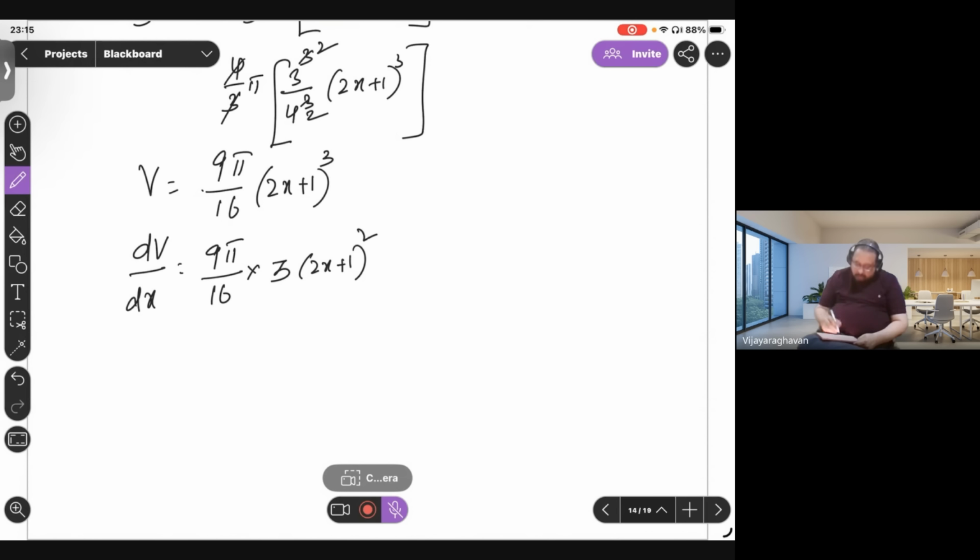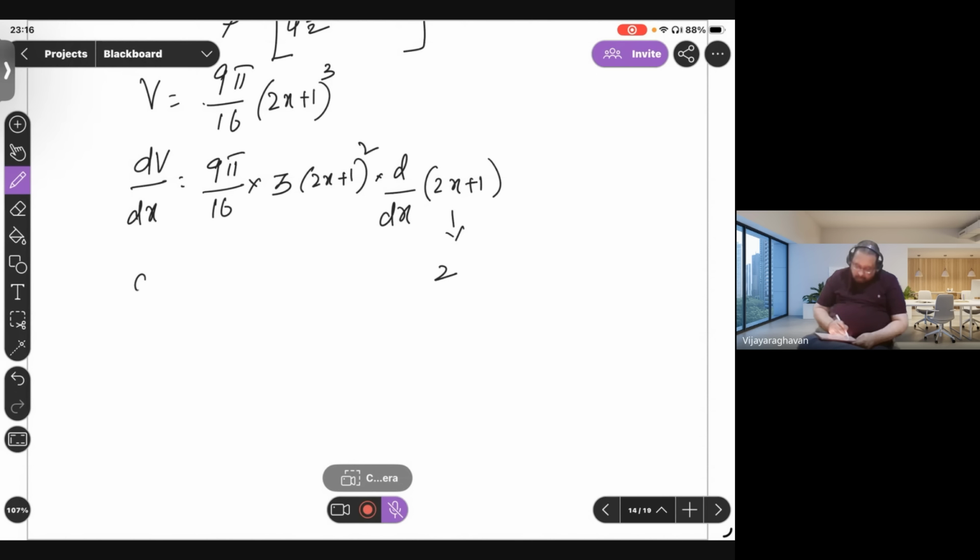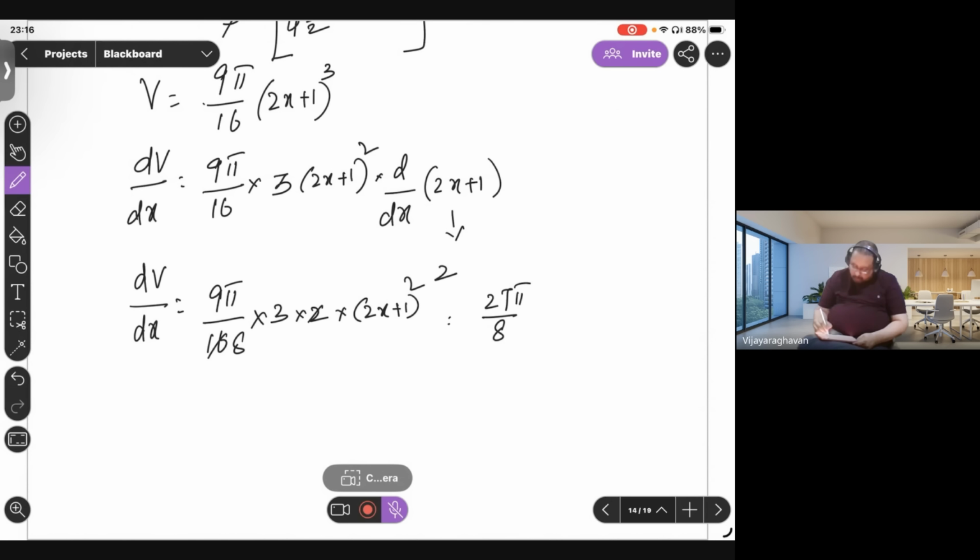Since it's a composite function, again we have to find the derivative of 2x plus 1, d/dx of 2x plus 1. This is 2. So we have dV/dx equals 9 pi over 16 multiplied by 3 multiplied by 2 into 2x plus 1 the whole square. So this is 8. We have 27 pi over 8 times 2x plus 1 the whole square. This is the answer. We'll go to the next question.